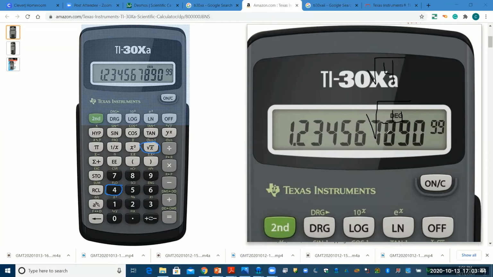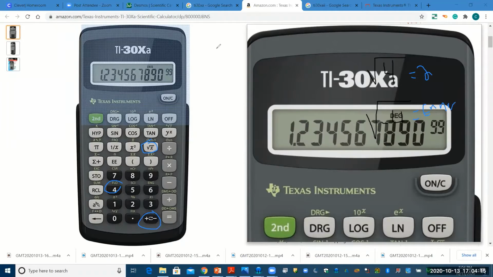If you did that correctly, you should have gotten the square root of 4 equals +2. If you wanted the square root of -4, you would first press 4, then the negative symbol, and then the square root button. And that should give you error. That means that there's no correct answer for that one.